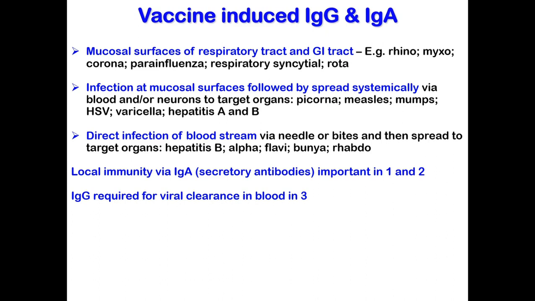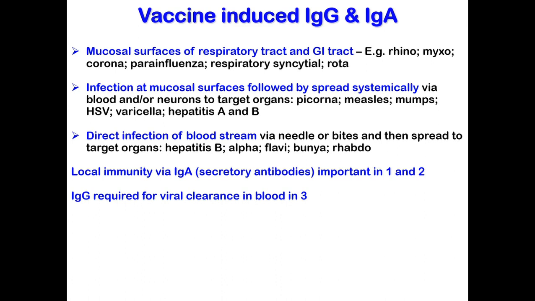So mucosal immunity is an area under a lot of investigation, since it has the potential to stop a virus from even entering the body, since many infections are initiated at mucosal sites. For example, nasal, oral, ocular, rectal, vaginal. And as we said, immunity at the mucosal surface involves secretory IgA, as well as low levels of infiltrating antibodies and cells from the blood.